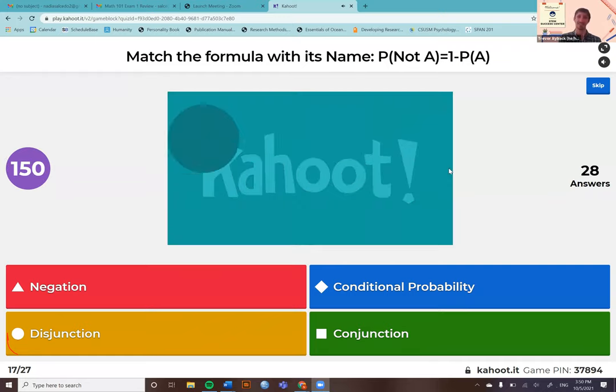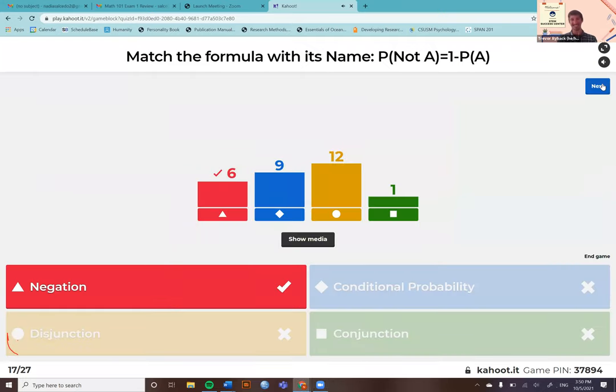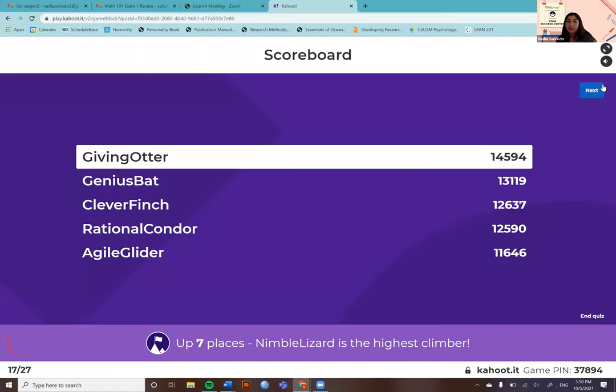You can go ahead and skip it. I gave it away, but I'm so glad I came in when I did. Sorry about that, guys. So it was a non-occurrence formula. Anytime you see not, just automatically think non-occurrence. That's always a good way to think about it. All right, we're going to go to the next one.